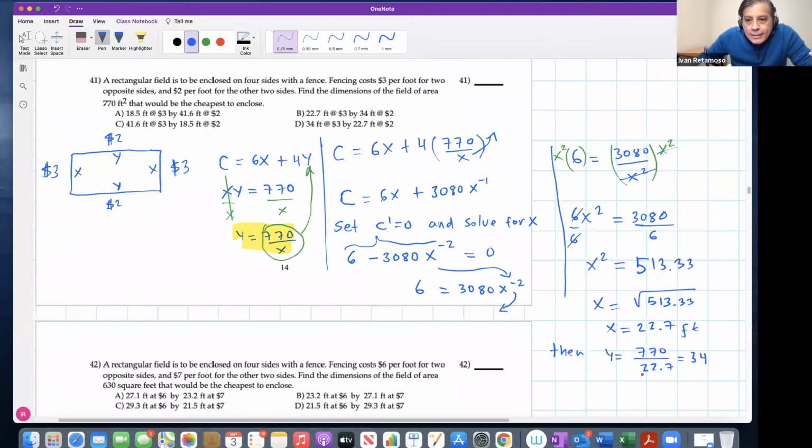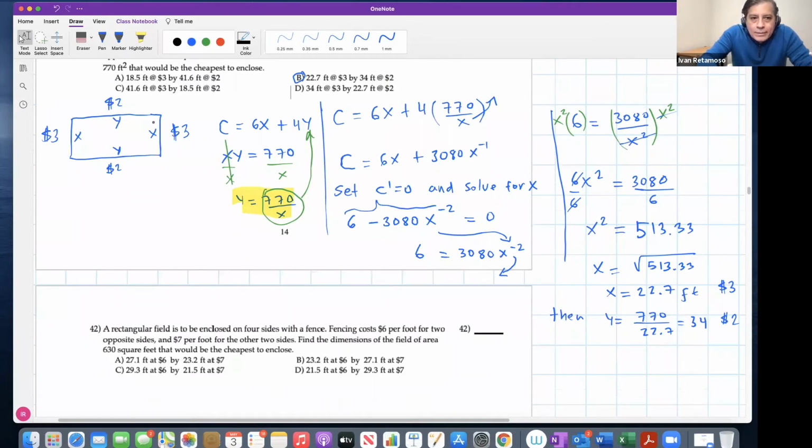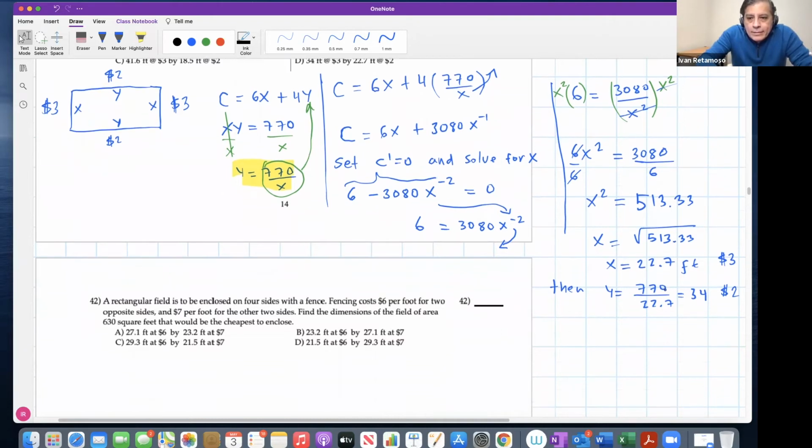And this guy, the X, goes with the price of $3 per foot for the fencing. And the Y goes with $2 per foot. So look through, and you will see that the answer is here. Very good. Look, 22.7 at $3 per foot by 34 at $2 per foot. Very good, guys. Tricky problem, because the cost here and here is different than the cost here and here, but follow this slowly. Check your work always, and then you should be okay.